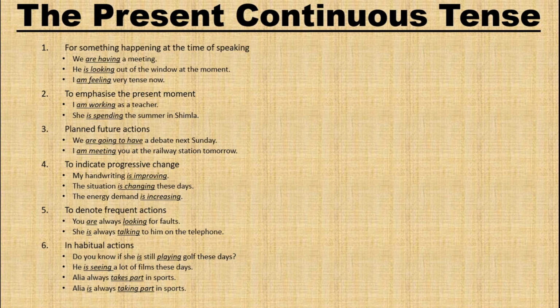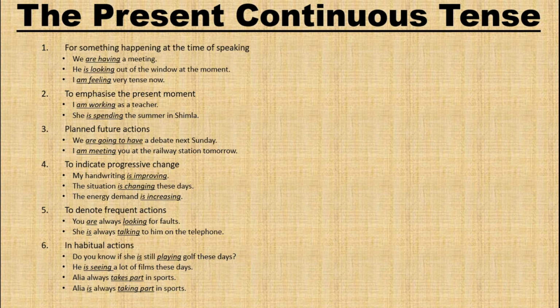Planned future actions. This tense is used to refer to activities planned for the future. Alright? So let's see some examples. We are going to have a debate next Sunday. So are going to have becomes the present continuous. Alright? I am meeting you at the railway station tomorrow. Am meeting becomes the present continuous. Alright? Because these are situations that will occur in the future, but we are talking about it in the present.